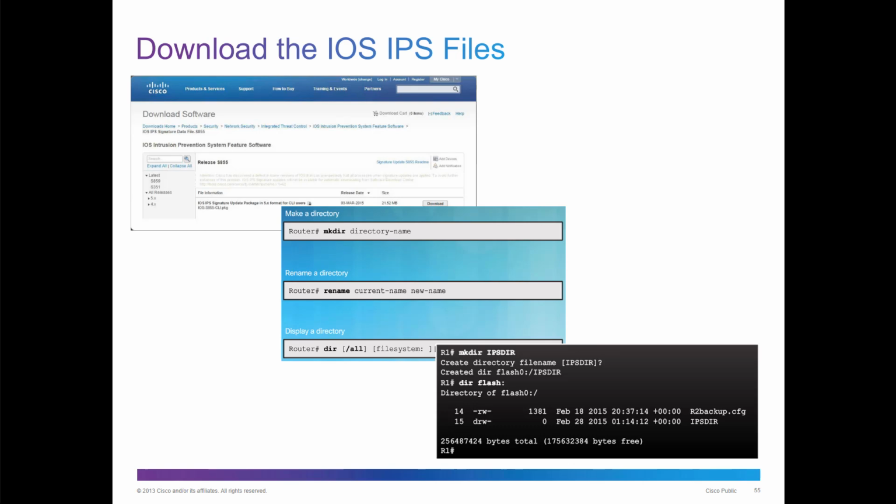Here we could be doing make directory, mkdir, we name the directory. We can say where we're putting it, typically flash. You can also rename it with the rename command. You can also look at the directory with a dir.